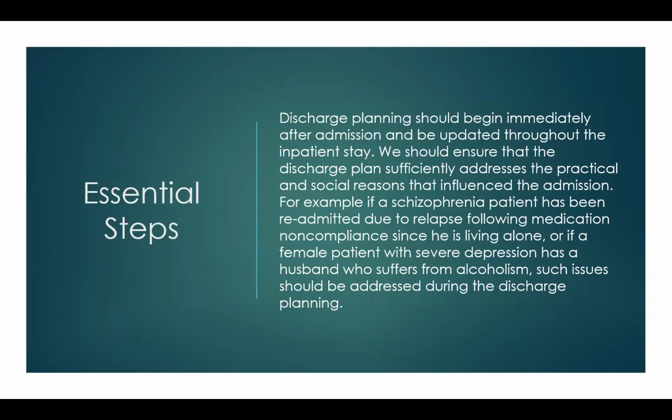So again, just going back to discharge planning, it should begin immediately after admission and be updated throughout the inpatient stay. We should ensure that the discharge plan sufficiently addresses the practical and social reasons that influence the admission. For example, if a patient with schizophrenia has been readmitted due to relapse following medication noncompliance since he is living alone, or if a female patient with severe depression has a husband who suffers from alcoholism, such issues should be addressed during the discharge planning. Okay, so that might be part of the recommendations that we make for them.